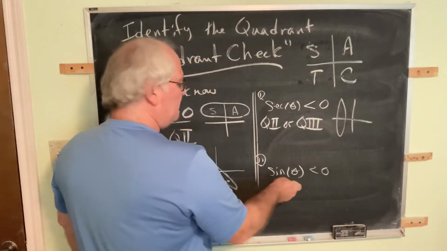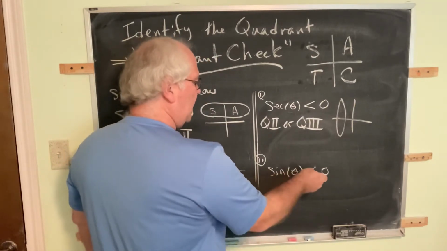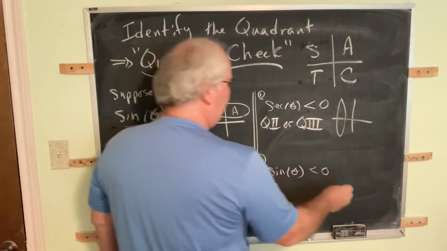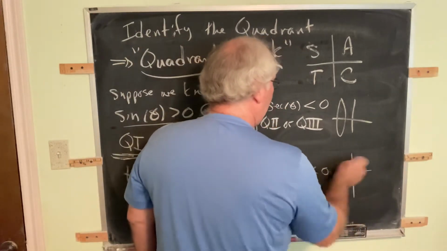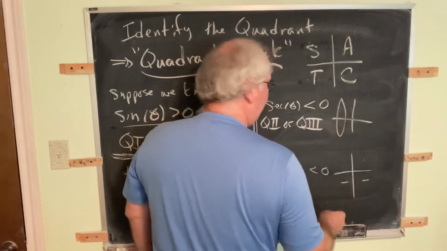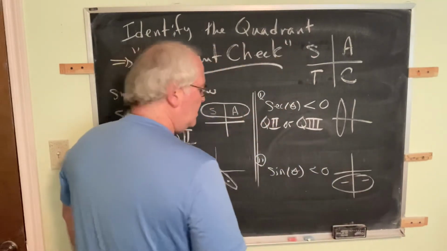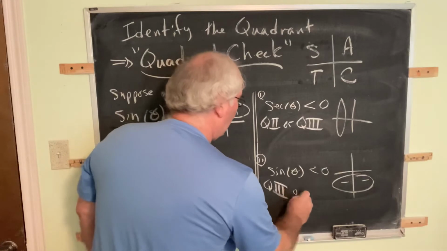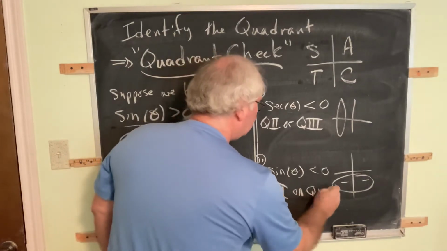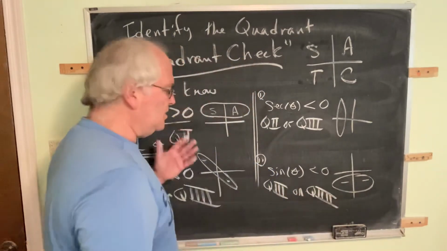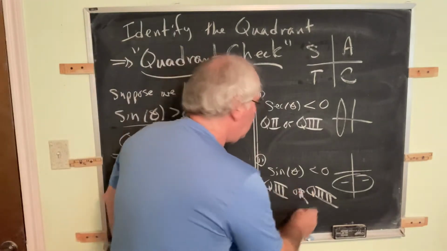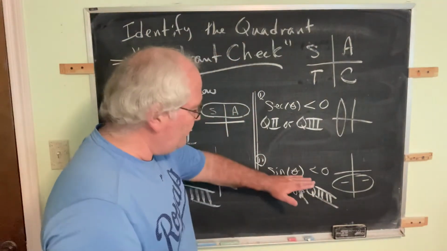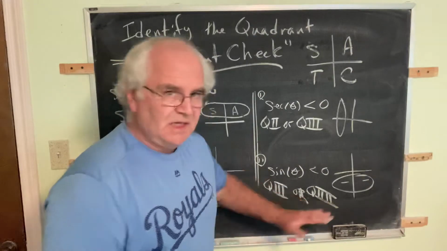And then same song, next stanza. We want sine to be less than 0. This is where we want sine to be negative. Sine is positive here, so sine is negative here or here. So that means we're in quadrant 3 or quadrant 4. We're doing quadrant check here. This is or. We don't know which one. If all you're given is this piece of information, this is as much as you can say.